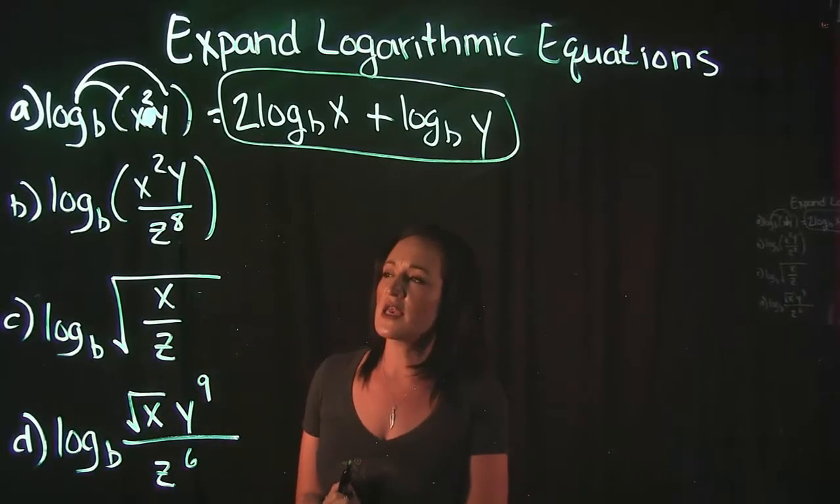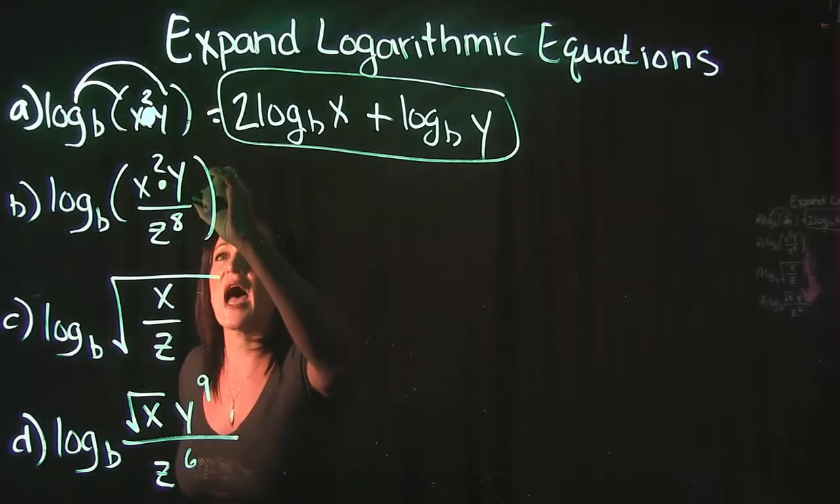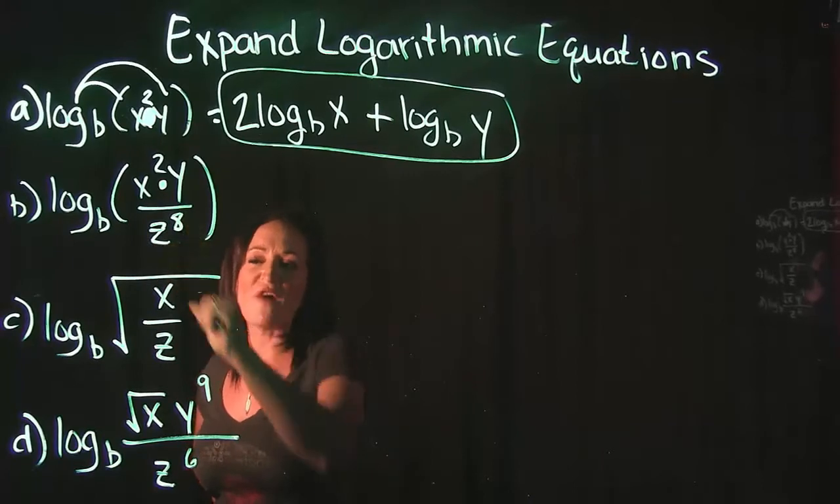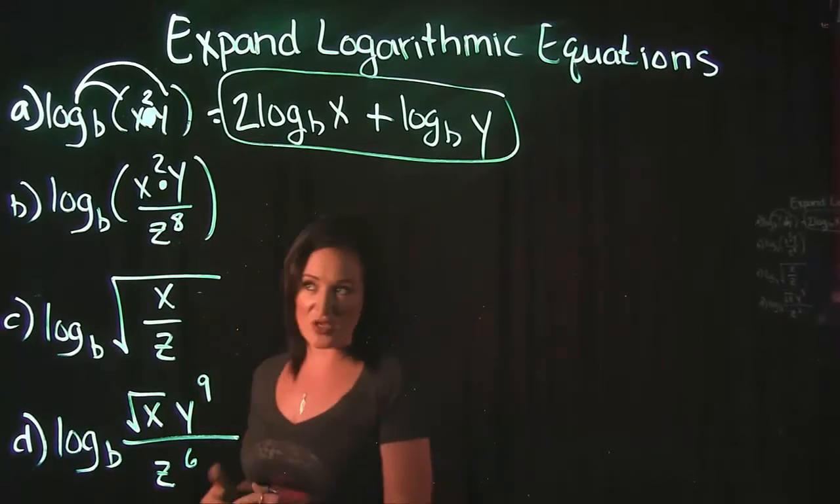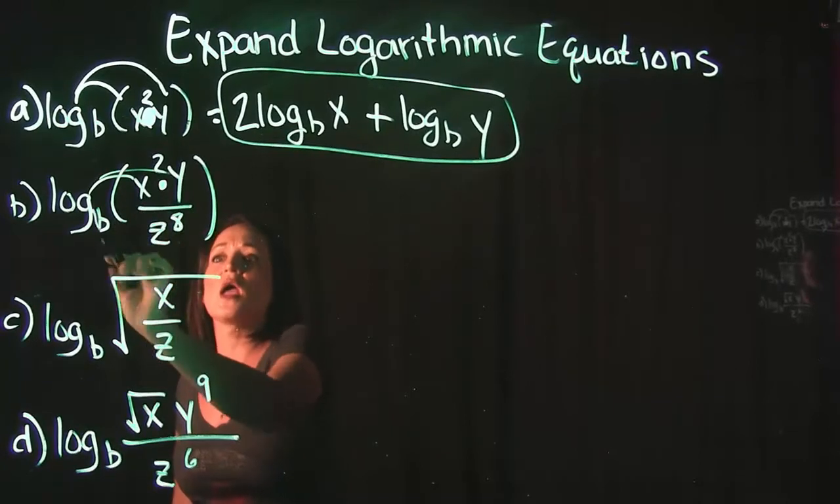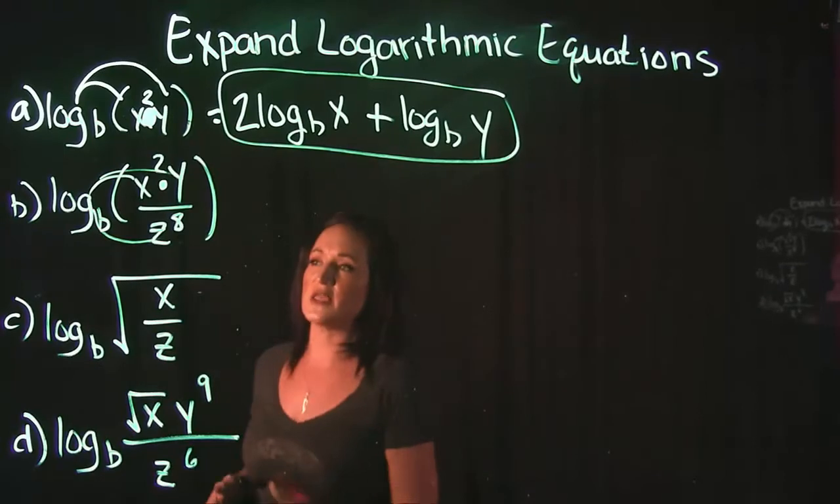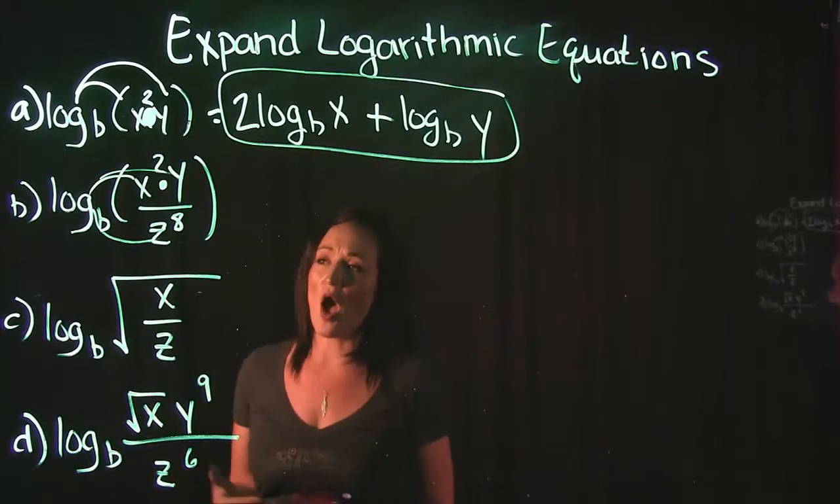So if I look at example B, I have log base b of x squared times y divided by z to the 8th. So I have three different letters: log of the x, log of the y, log of the z. So I am going to split this up three different ways. Okay, I'm going to distribute that log.